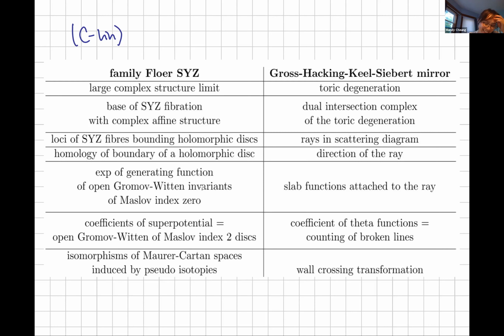In the third line of this table on the left, when you say loci of XYZ fibers, that is what I mean by the BPS way. When you say loci of fibers bounding holomorphic disks, what Maslov index do they have? Maslov index 0. Okay. Yes, it is as in Mark's talk, as he indicated in the morning.